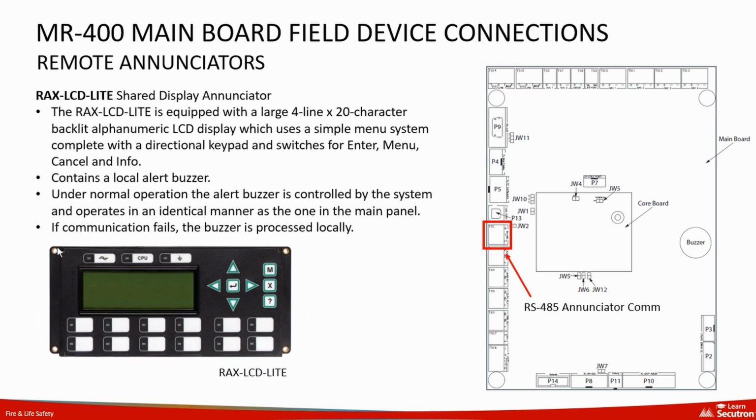The RAX LCD light comes with a large 4-line by 20-character backlit alphanumeric LCD display, and it includes a simple menu system navigated by a directional keypad. The annunciator also has dedicated buttons for Enter, Menu, Cancel, and Info, and contains a local alert buzzer. The buzzer is typically controlled by the main panel and mirrors its alert patterns, ensuring consistent notification throughout the system.